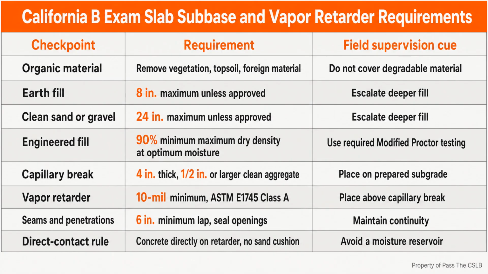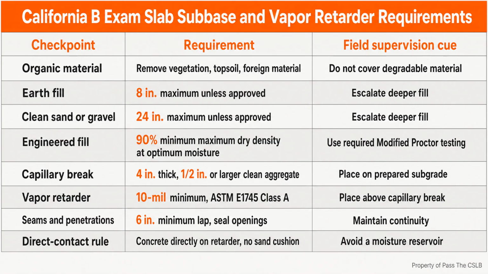It handles liquid movement. Above the capillary break, the report requires a minimum 10 mil polyethylene vapor retarder, conforming to ASTM E1745 Class A. The material has to be continuous enough to function as a barrier, which means the details matter. Joints are lapped at least 6 inches. Seams are sealed with approved tape. Pipe and conduit penetrations are sealed so that the barrier is not reduced to a sheet full of openings.